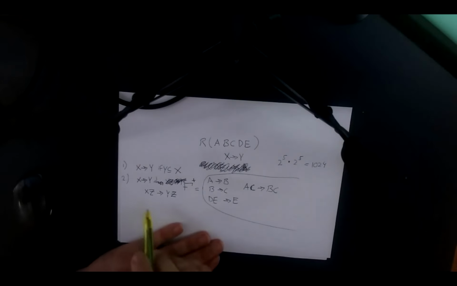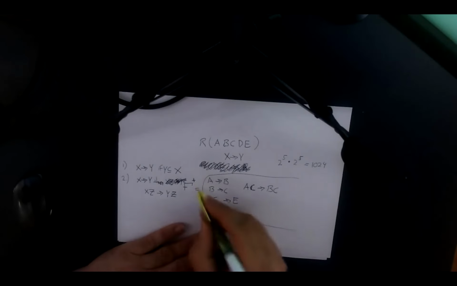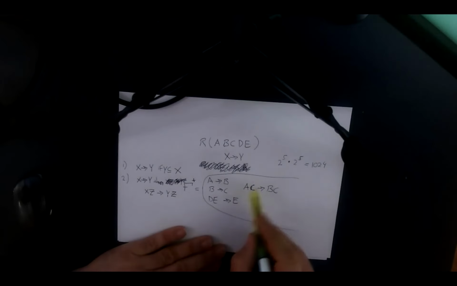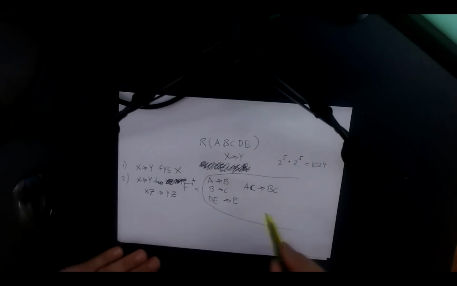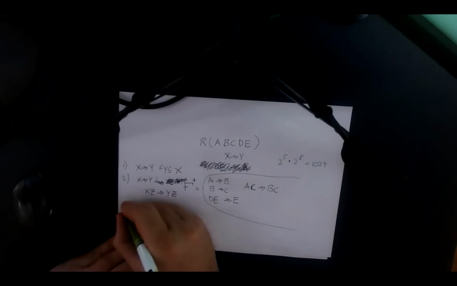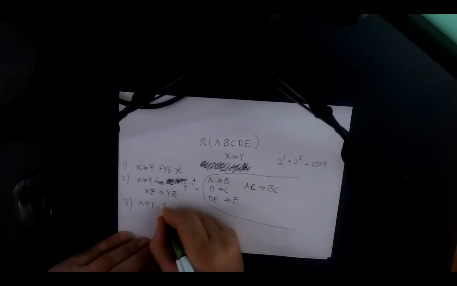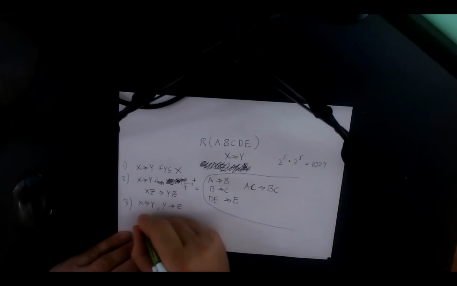Very rarely are we actually going to pound out the actual closure of the functional dependencies. I just want to give you an idea of what it means for the closure to be computed. 3 is the one that's kind of the natural one. If x goes to y and y goes to z, then x goes to z.